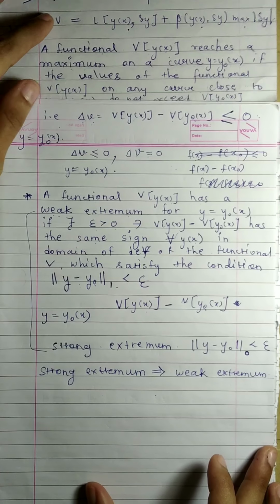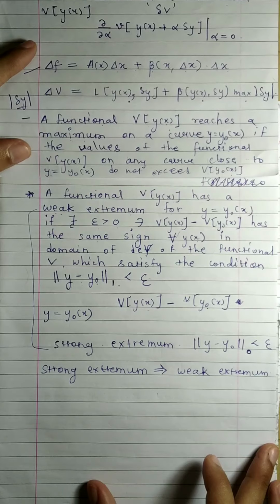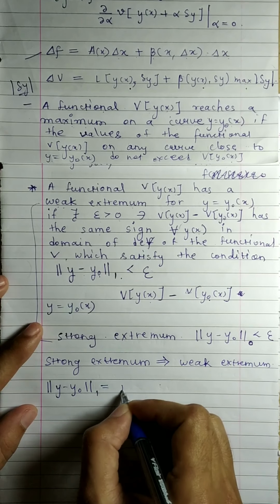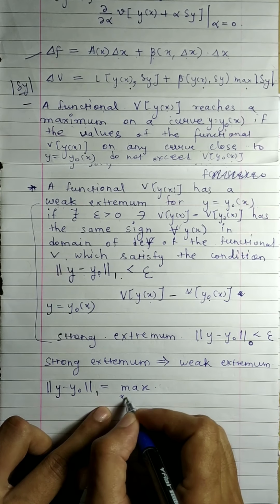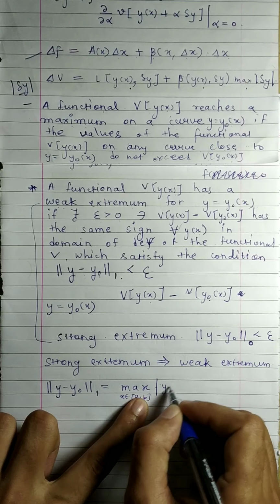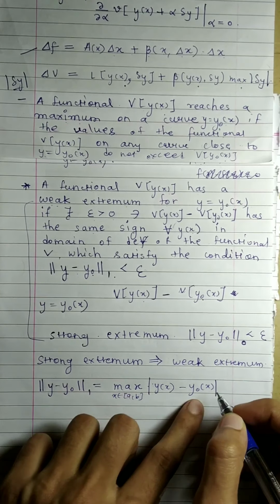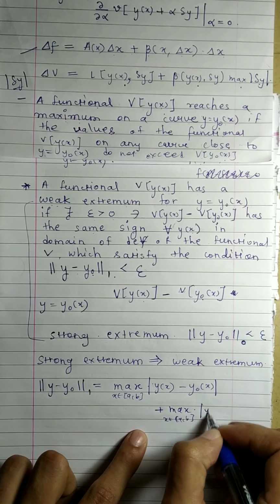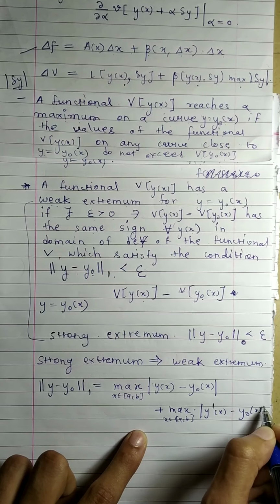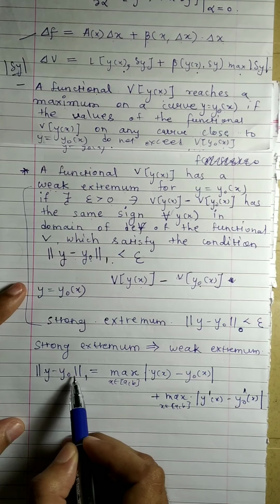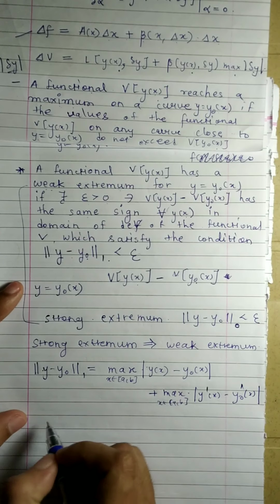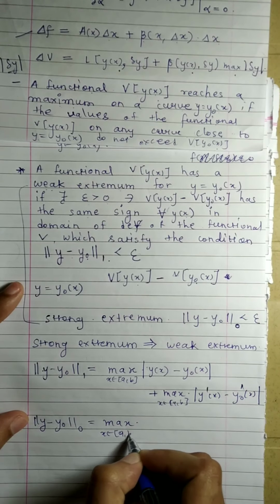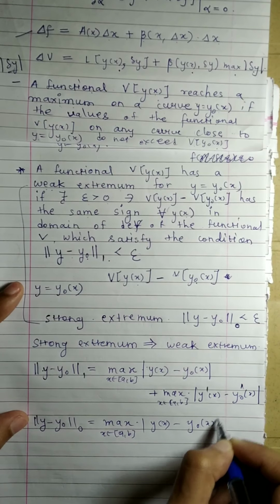In order to understand this, let us first see what norm 1 and norm 0 are. Norm 1 means the maximum over all x in the interval [a, b] of y of x minus y naught of x, plus the maximum over all x in that interval of y dash at x minus y naught dash at x. So norm 1 is defined as this plus this, and norm 0 is defined as the maximum over x of y of x minus y naught of x.